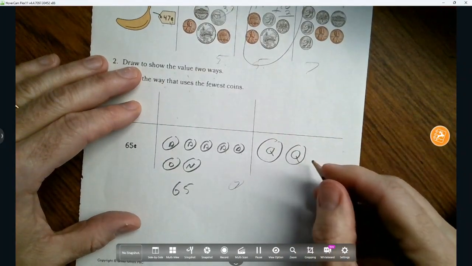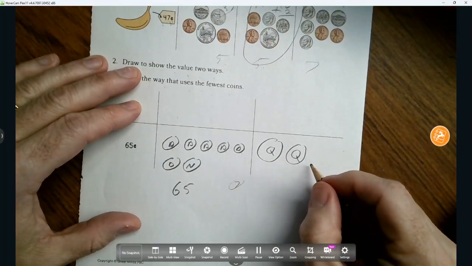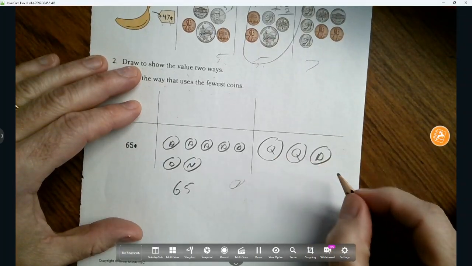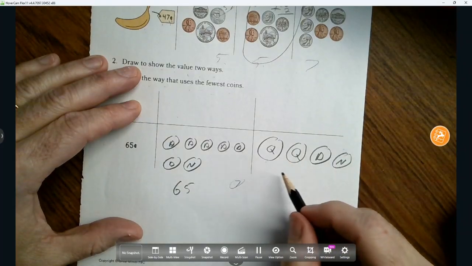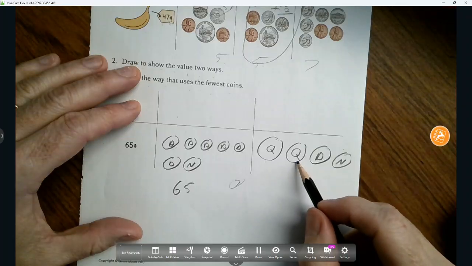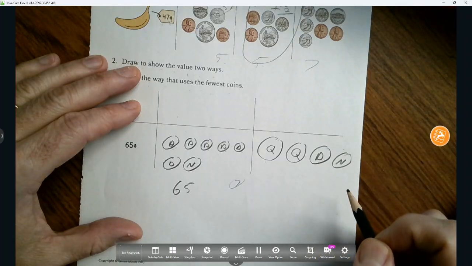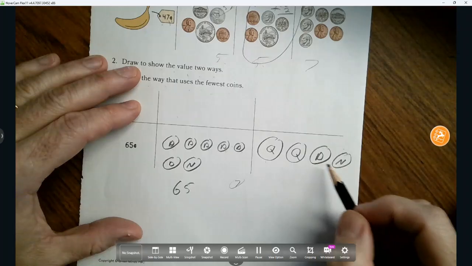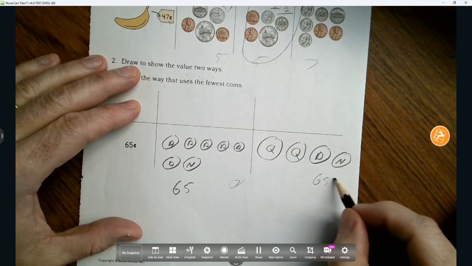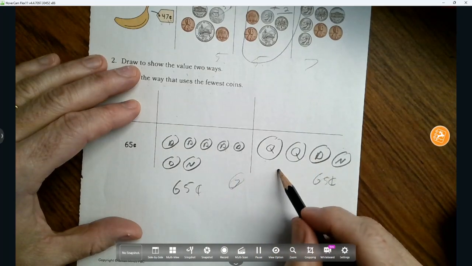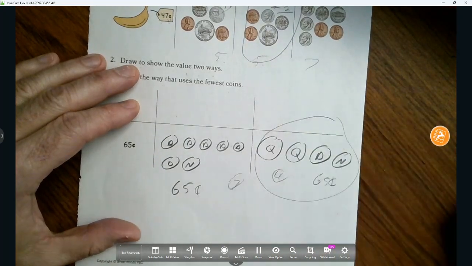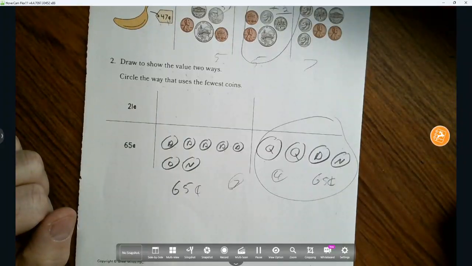Over here, if you want, another way you could do it is if we do a Q and a Q, that's a quarter. So we have 2 quarters, that's 50 cents. If we put a dime and a nickel, right? 25, 25 is 50. 50 plus 10 is 60. And 60 plus 5 is 65. So both of these are 65 cents. This one used 7 coins. This one is 4 coins. So this would be the one that uses the fewest coins.